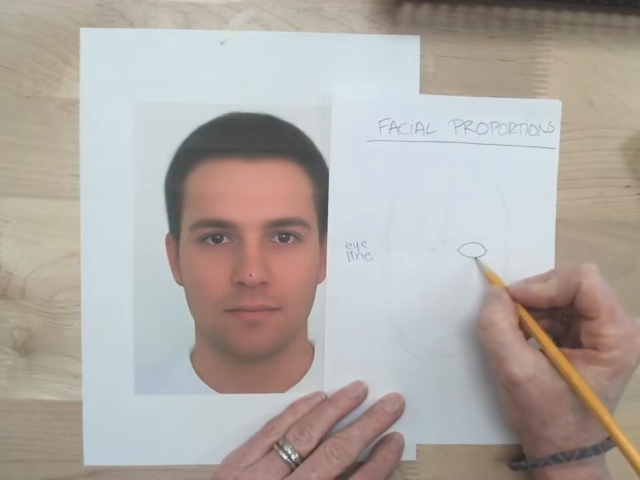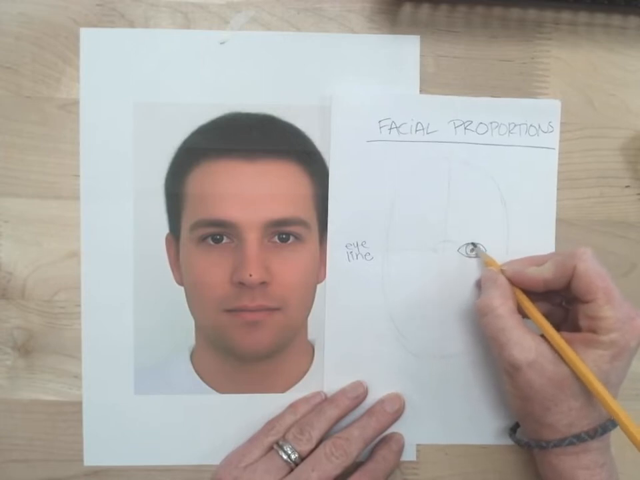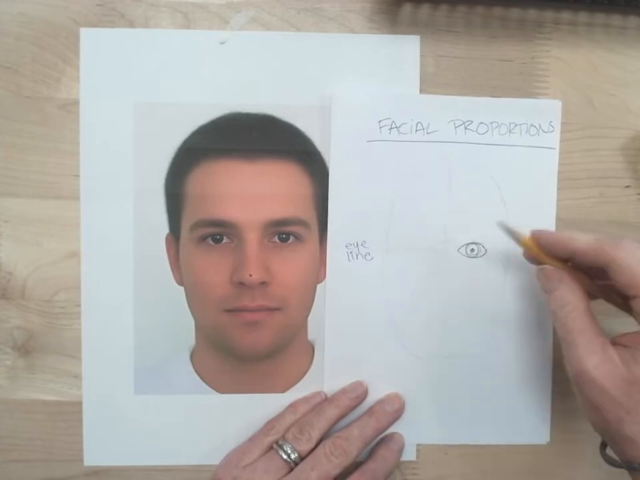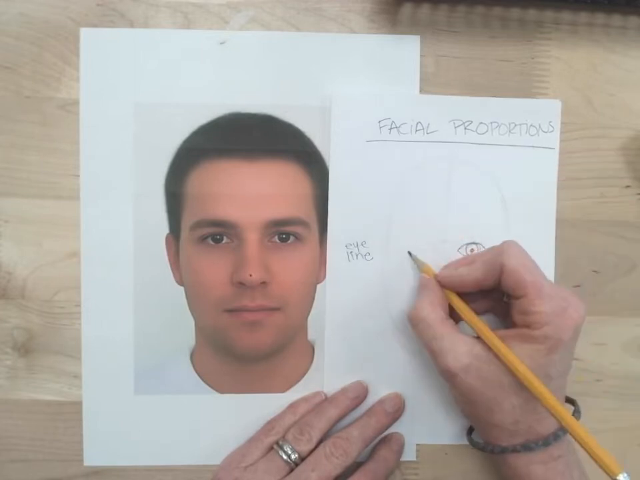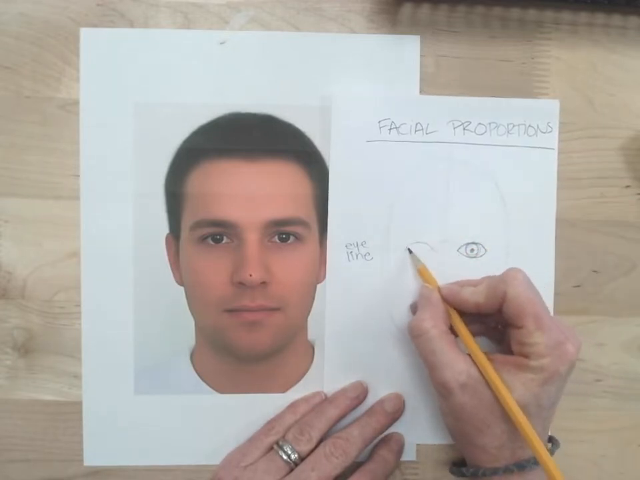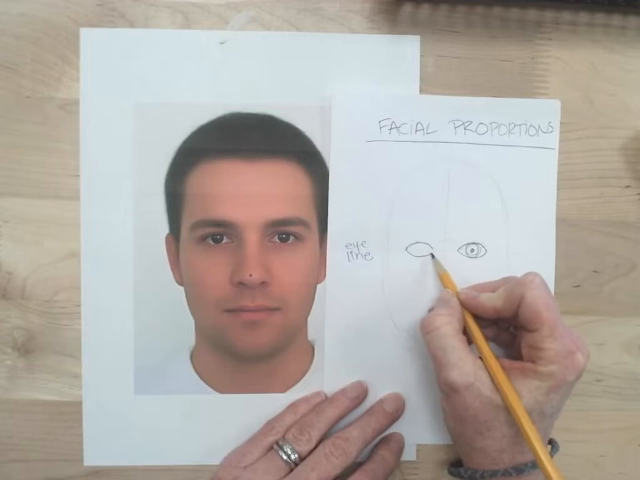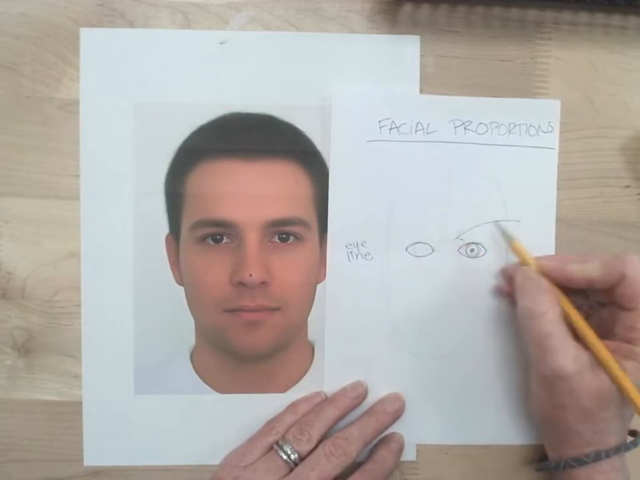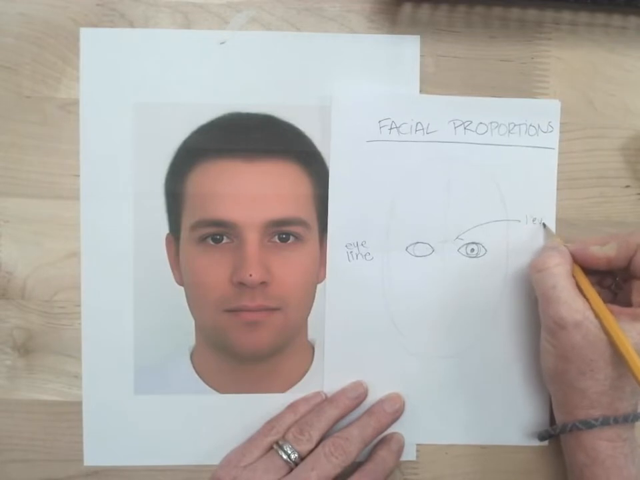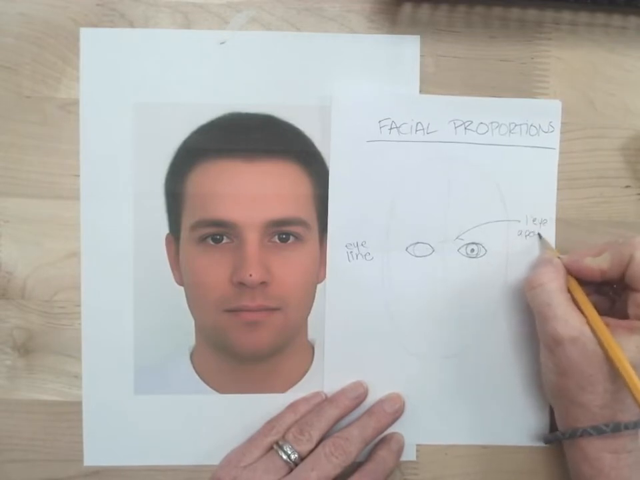To make this look more like an eye, go ahead and just really quickly scribble in pupil, iris, maybe give him some eyelashes. Do the same thing over here. Measure, make sure it's about the same, and draw in another eye shape. Go ahead and pause the video right now, please, and draw your eyes. Make a note to yourself, a little arrow here. One eye apart. Go.